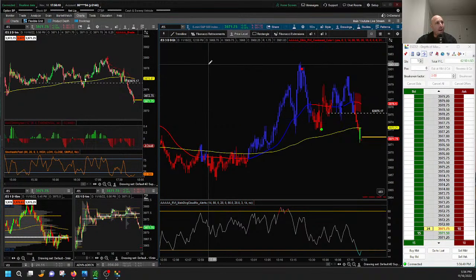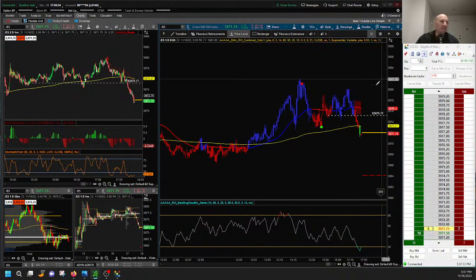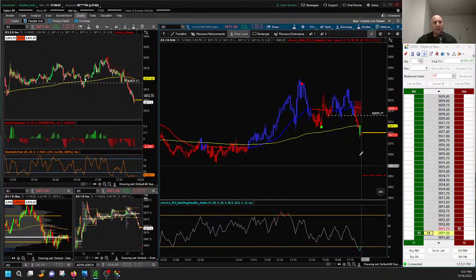Now, real quick, see how we have a green candle? What this green candle represents is that the RVI is below 12. This is a special RVI code with this study. I had somebody write it years ago where when we're oversold, I know we're oversold. It's going to show green.